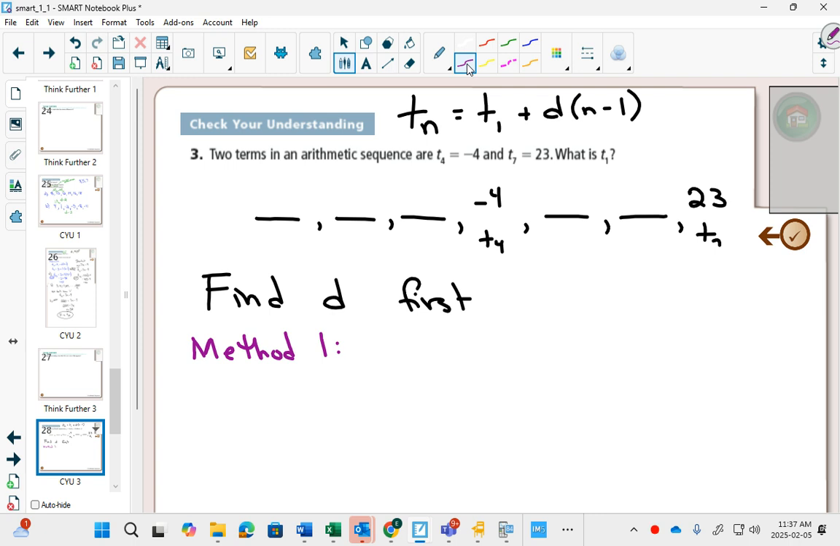The idea of method 1 is we could use the formula if we knew a term 1. And so we temporarily make term 4 equal to a term 1. So I'm going to pretend this was term 1. If I did that, does that make sense that I would have to pretend this was term 4? If I do that, I can use a formula.